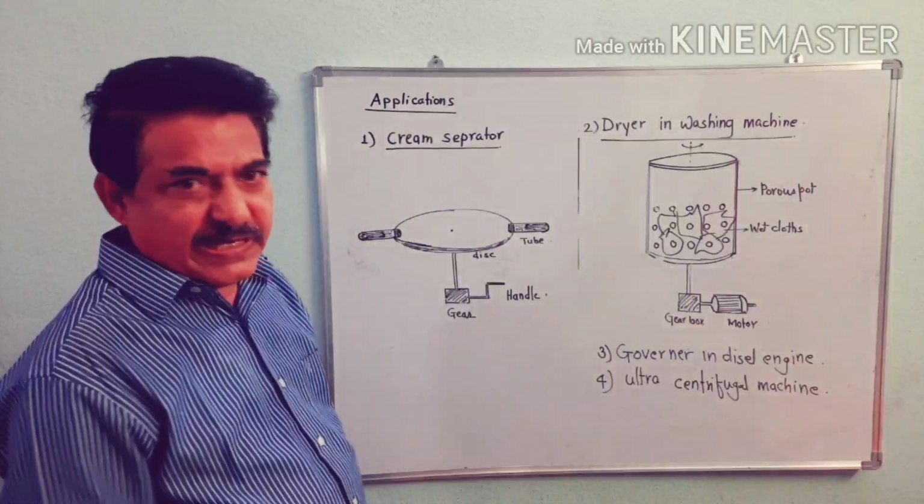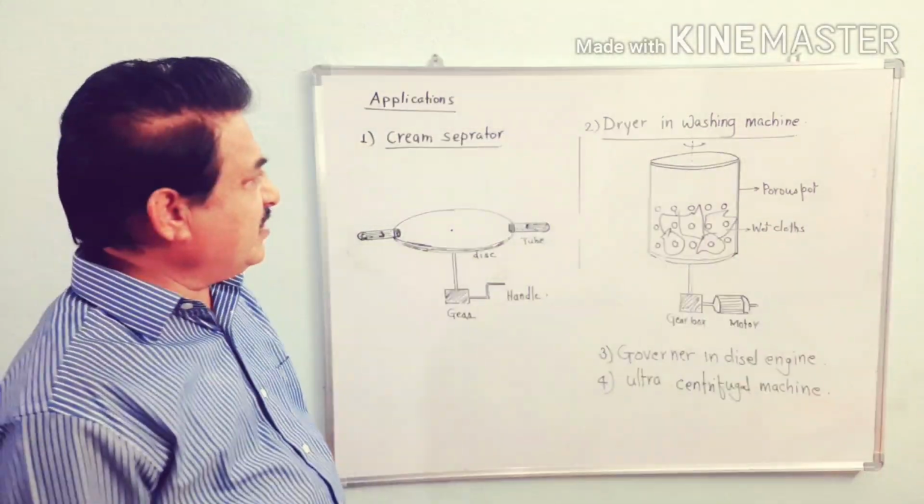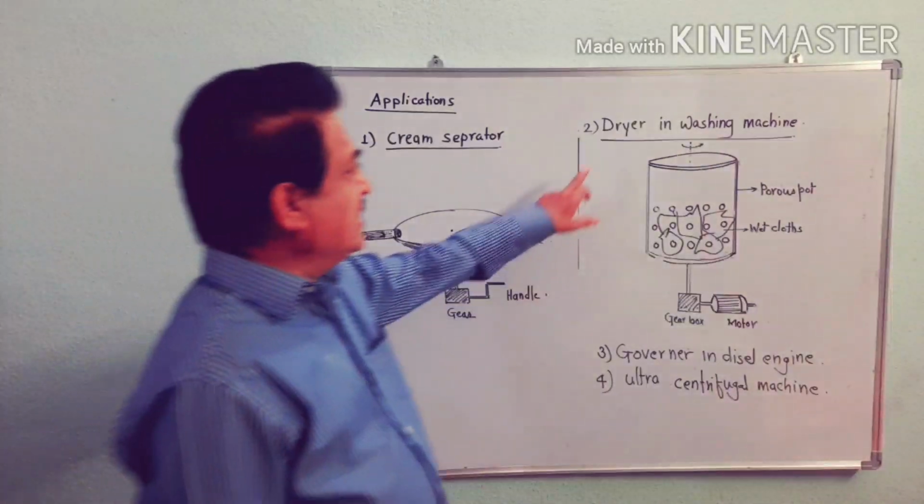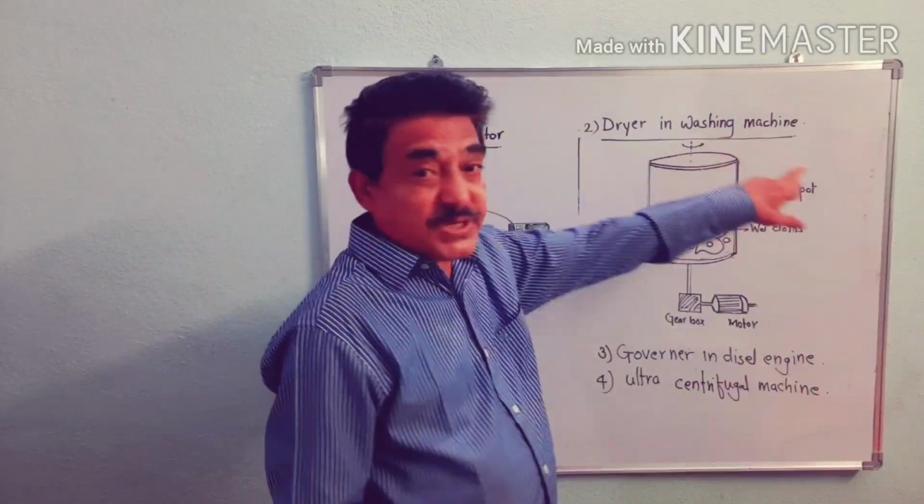Then the second application which is based on the centrifugal force is a dryer in a washing machine.